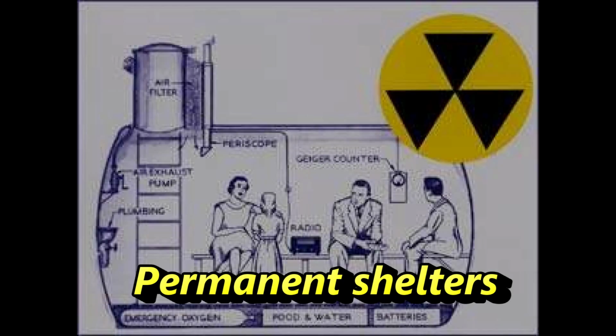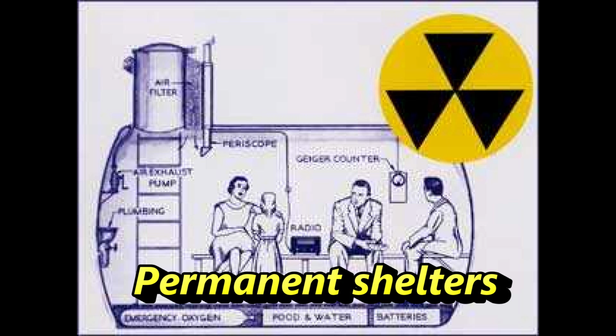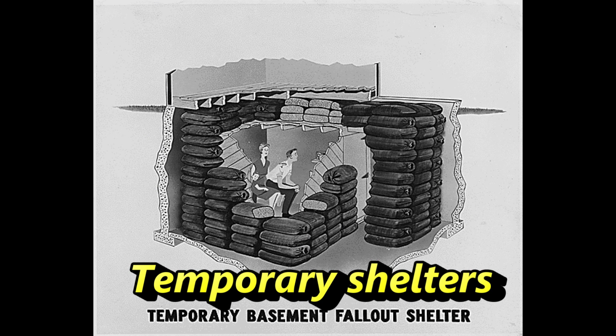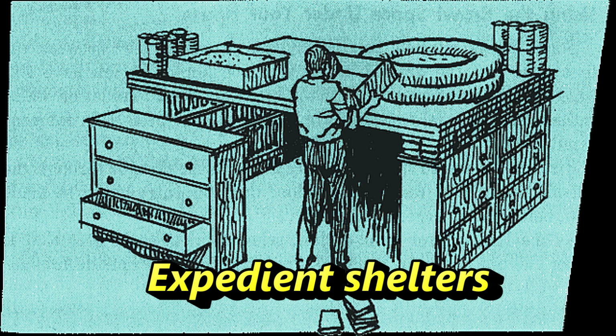We classify shelters into 3 categories. First, permanent shelters, usually built of concrete or in deep rock. Secondly, temporary shelters, made of materials that may only last a couple of years. And thirdly, expedient shelters, which are created at the time of need and will exist only for the current emergency.